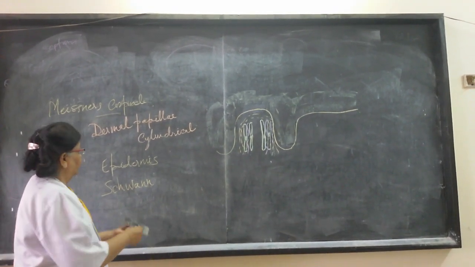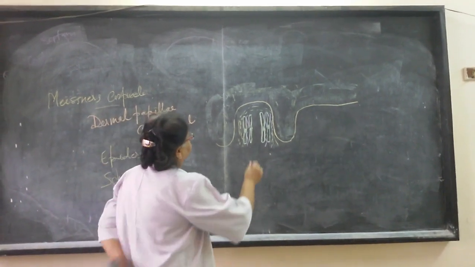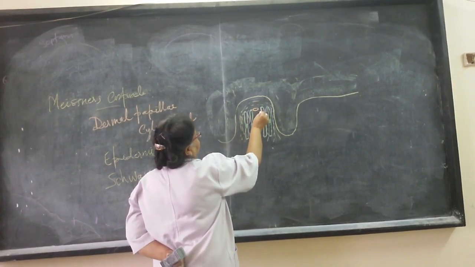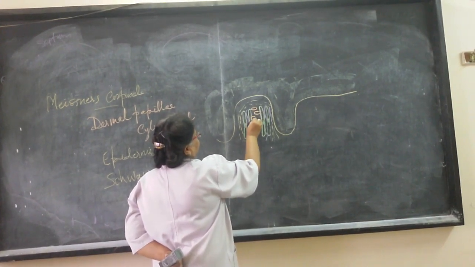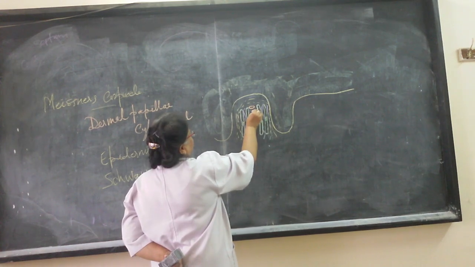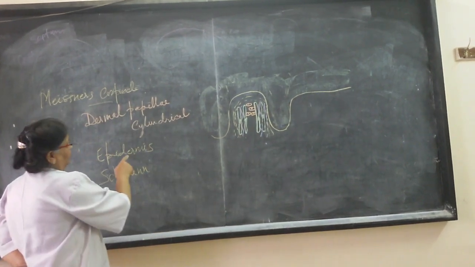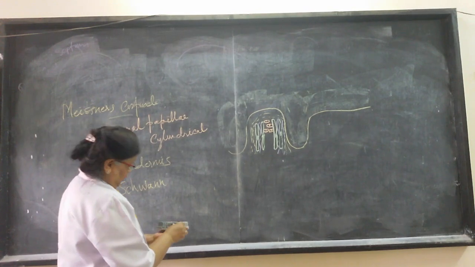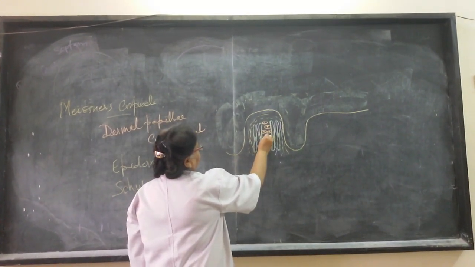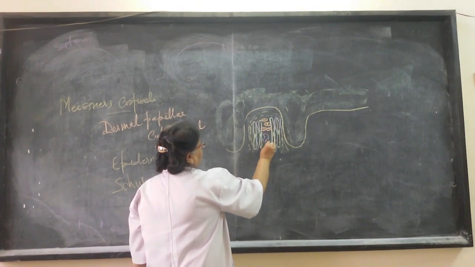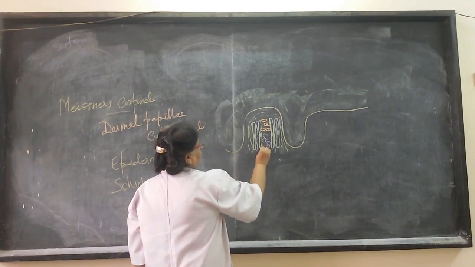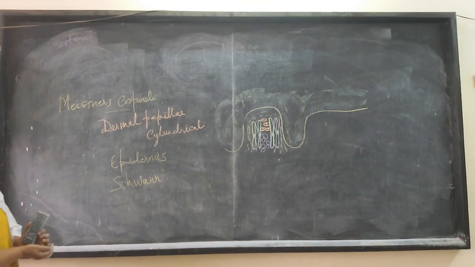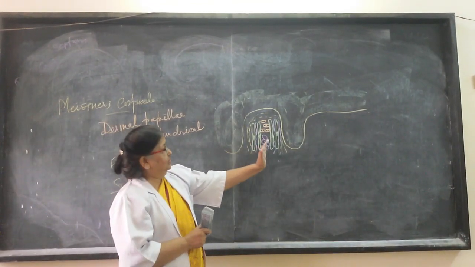The cells derived from the epidermis are disc-shaped, located in the upper part. Deep to it, irregular cells are present, and these cells are derived from the Schwann cells. This is the structure of the Meissner's corpuscle.